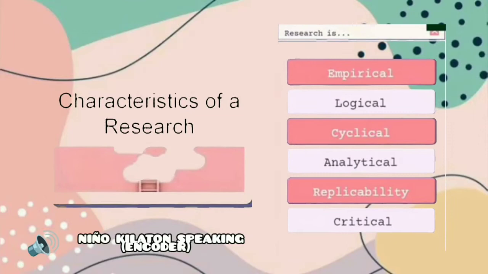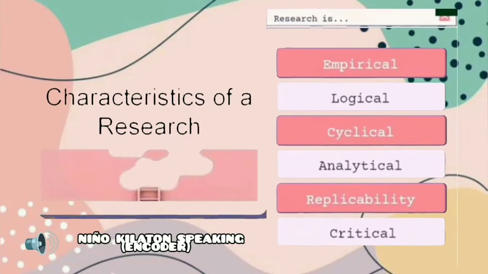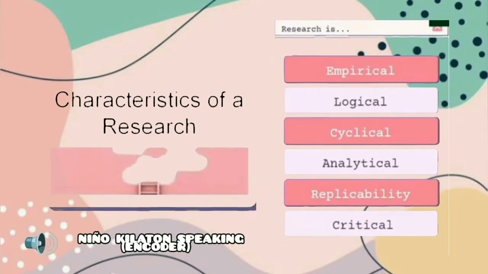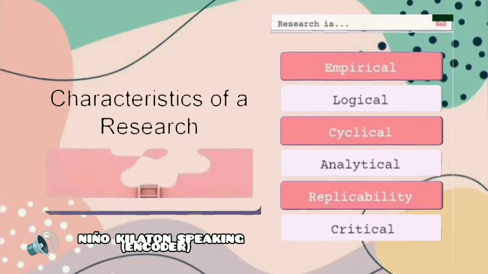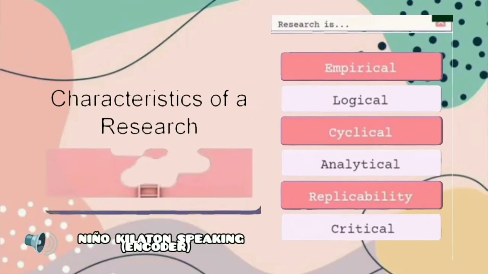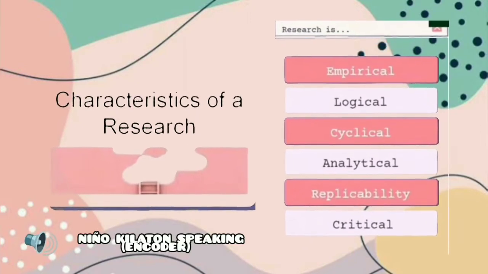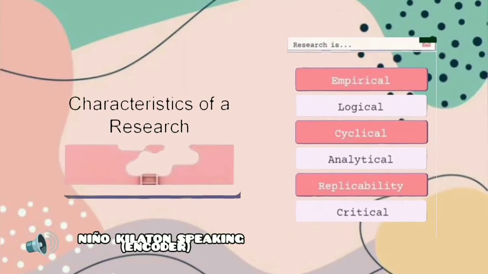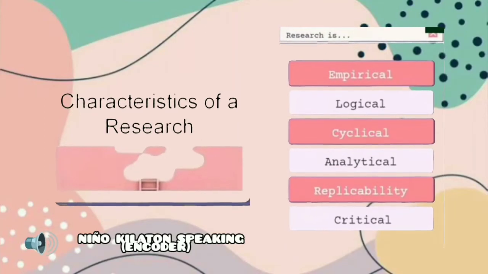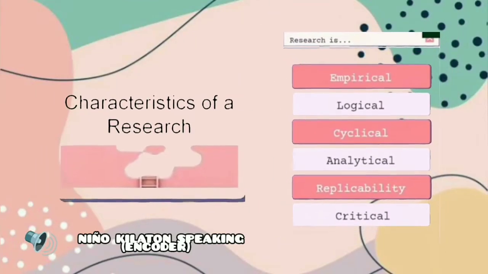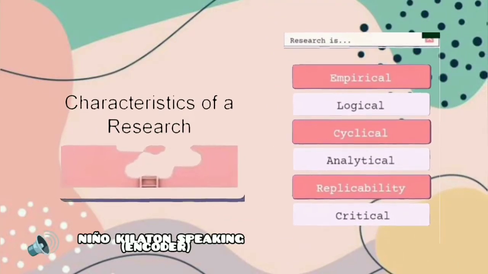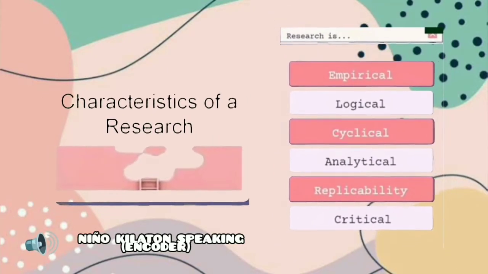Lastly, research is critical, so this exhibits careful and precise judgments. It requires objective and accurate evaluation of data gathered to answer our research problem and research questions. Once we gather the data, we interpret the data, and we decide based on the interpretation whether we will accept or reject our hypothesis, if we have a hypothesis in our study. Again, the characteristics of research are the following: empirical, logical, cyclical, analytical, reproducibility, and critical.